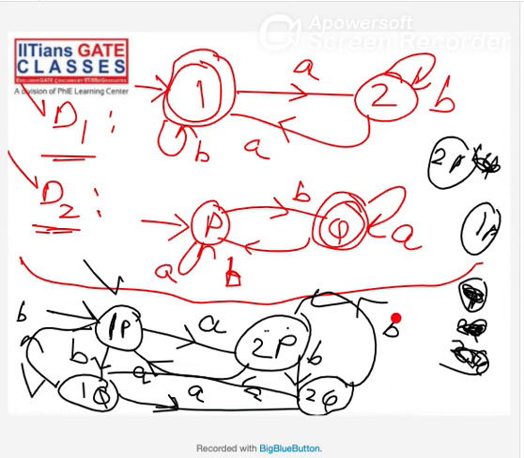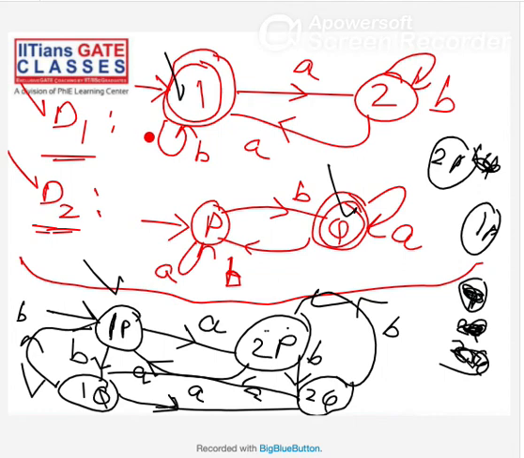Now, why is this product automata construction important? Because once you do this construction, you have got a 4 state DFA. You can see 1, 2, 3, 4 states are there in this DFA. Now in this DFA, if you make 1 and q, because here this 1 is the final state, here this q is the final state, if you make both of them final, then this DFA will accept the language intersection.